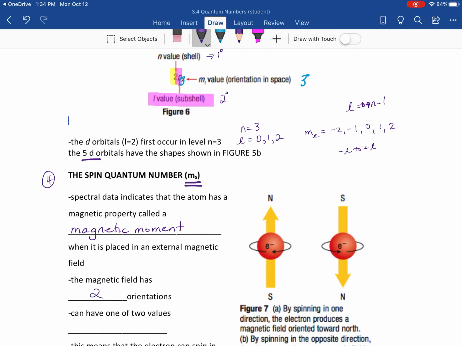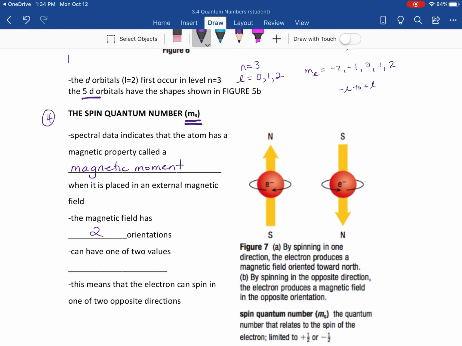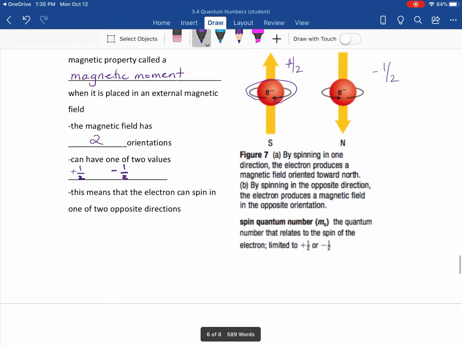This magnetic field has 2 orientations. And what that means is those 2 orientations can be clockwise or counterclockwise. So when we talk about clockwise, we call this plus 1/2. And if it's counterclockwise, it's minus 1/2. Okay, so I'll just write that here, plus 1/2 and minus 1/2. And that means my electron can spin one of two ways. And that's how you can separate two electrons that live in the same space. Okay, so that is my final quantum number.